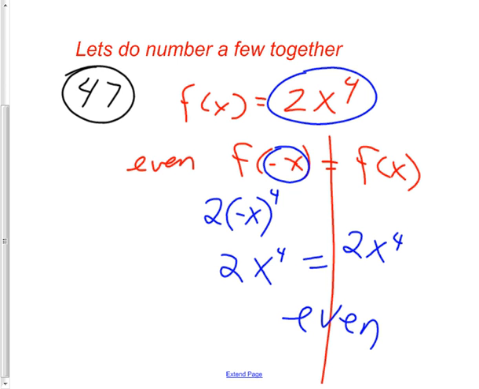Now, there's a few more easy ones in here. I want to hit number... Would you read me 52? Would you read me 52?